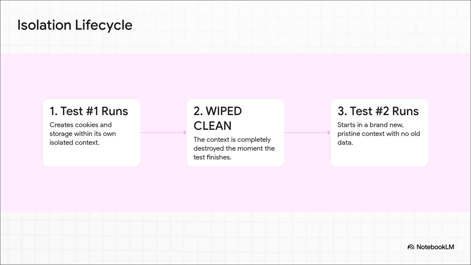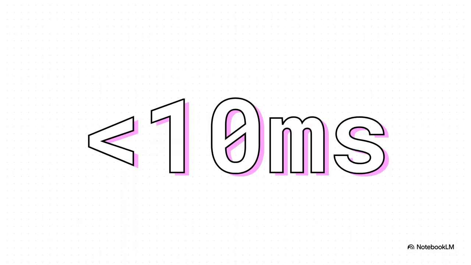So here's what that looks like in action. Test number 1 runs, it logs in, it sets some cookies, it fills up local storage. The second it finishes, bam! Playwright just obliterates that entire environment, wipes it clean. Then, for test number 2, it spins up a brand new, totally empty one. There is absolutely zero chance of anything from the first test leaking into the second. None.